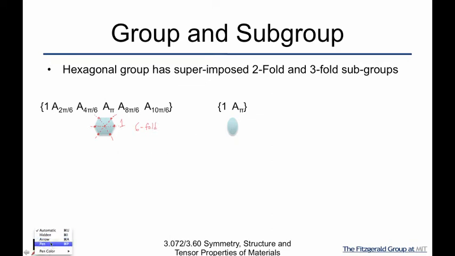Because if I look here and I have some motif here, and I rotate around, in this case, 180 degrees, if I do it again, I end up back at 1. So there's only 2 elements because I go round and round.